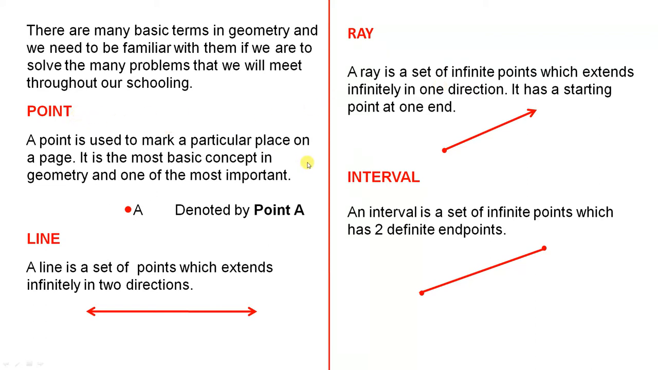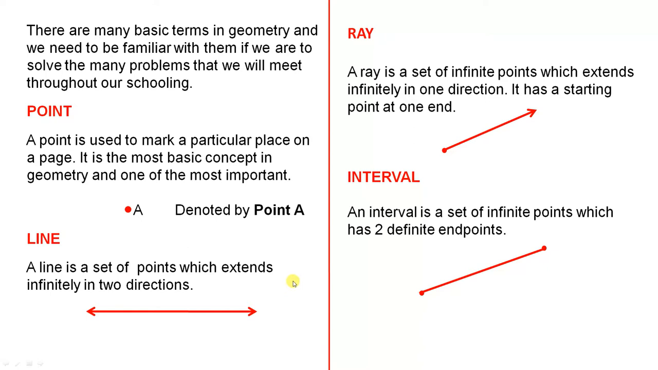A point is used to mark a particular place on a page. It is the most basic concept in geometry and one of the most important. So we usually have a dot like that and a letter next to it. And the way we refer to it is we say point A. That's how we do it. We just say that this here is point A.